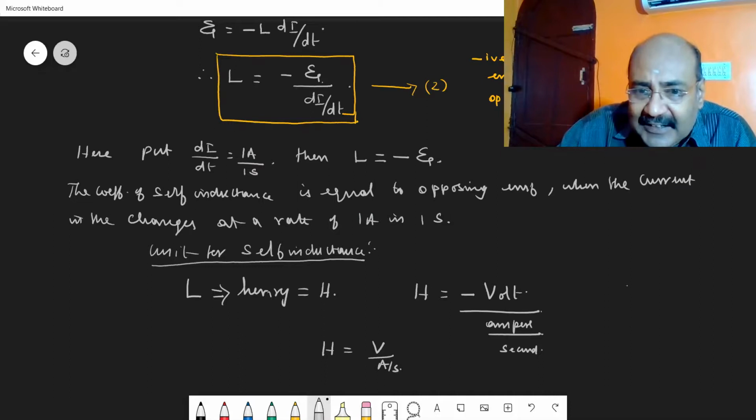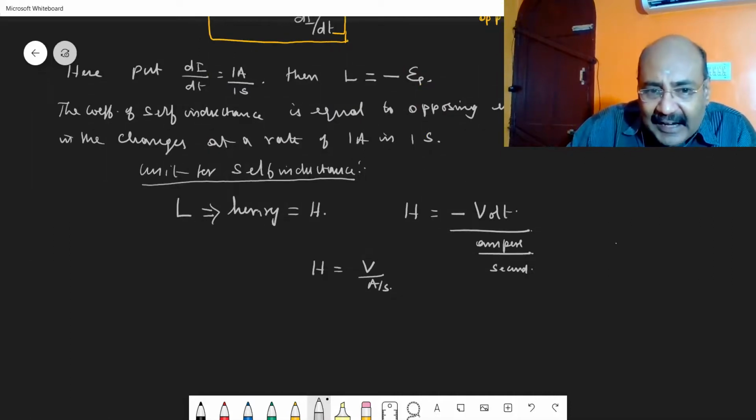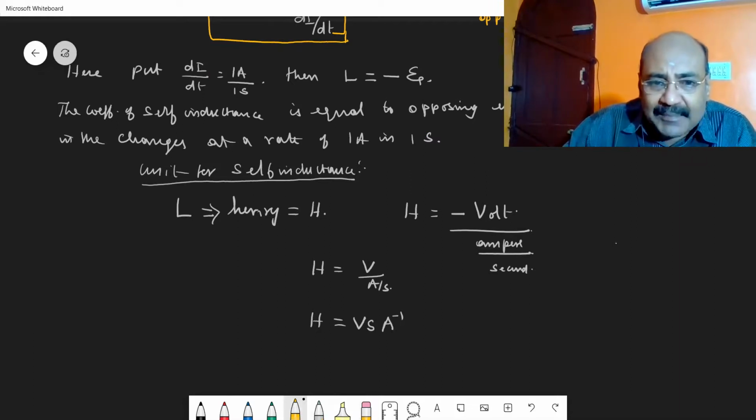How to simplify this? When I am simplifying, I can write like this: H is equal to volt. Take this second to the numerator. So volt second per ampere. This volt second per ampere is considered to be equal to Henry.